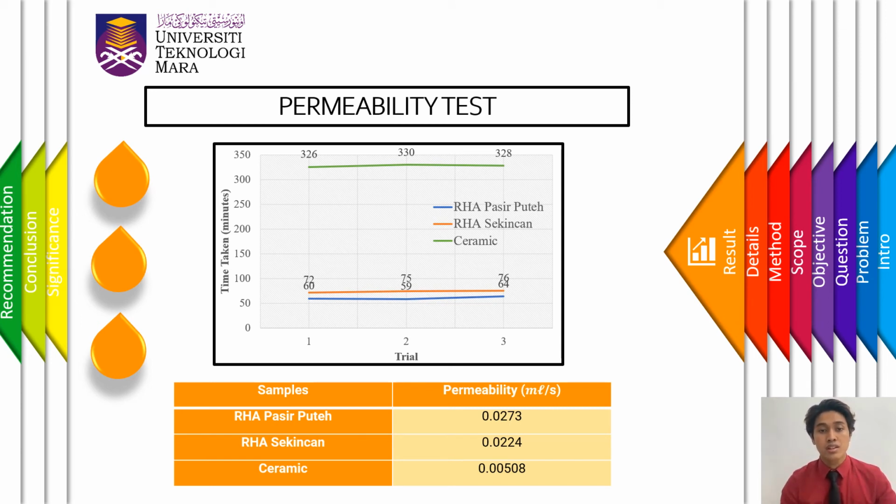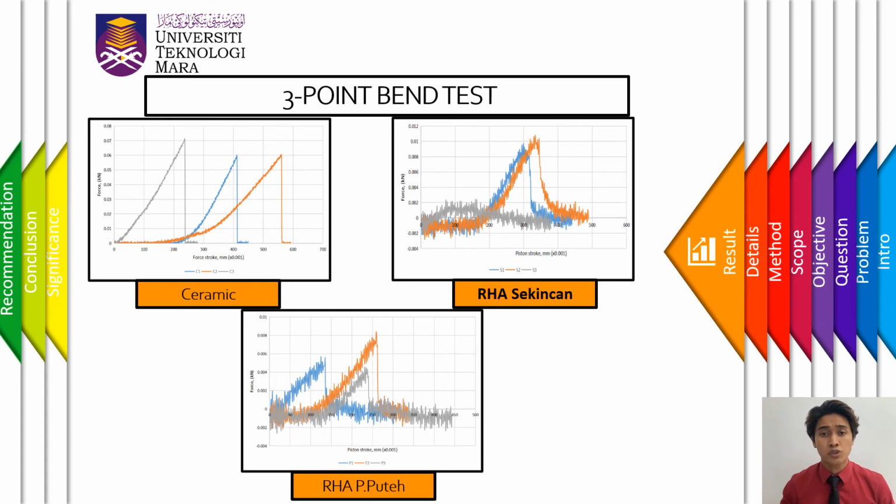These results can be affected by the factor of porosity size, and through calculation, the Pasir Putih can be considered the most permeable among the 3 sample materials, with a permeability value of 0.0273 milliliter per second. Here is the result for the 3-point bend test.